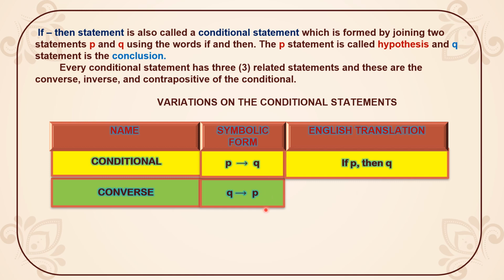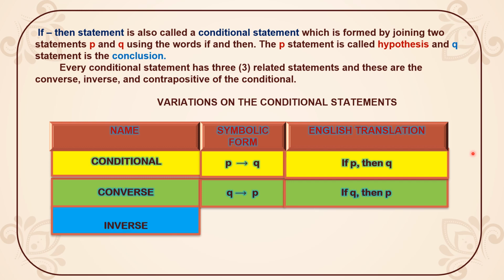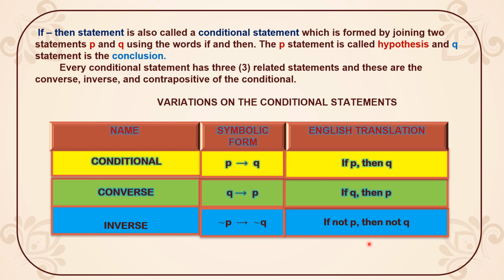Kung mapapansin nyo, si converse kabaliktaran lang siya ni conditional, na kung saan sa converse mas nauuna sa statement si conclusion kaysa kay hypothesis. Paano po natin siya babasahin? If Q, then P. Next, inverse. Inverse in symbolic form is not P implies not Q. Ang tawag po dito ay negate, or the negation of P implies the negation of Q. Ito po yan: if not P, then not Q.